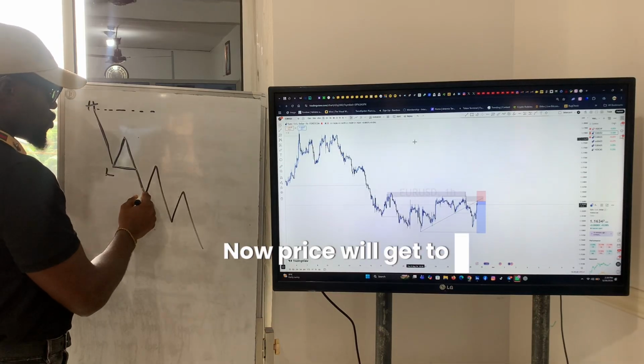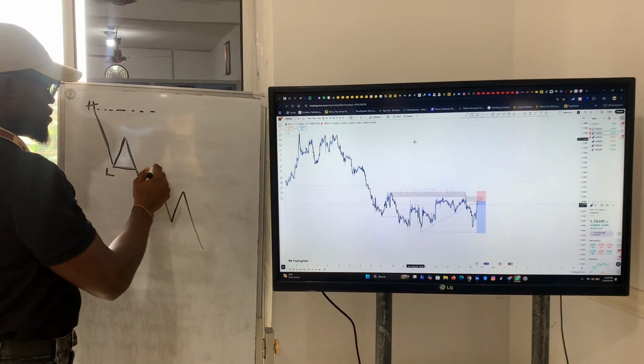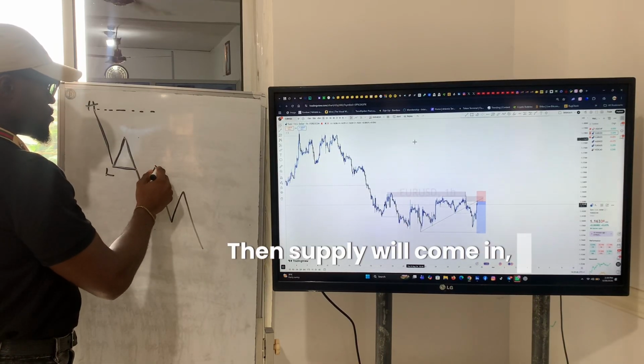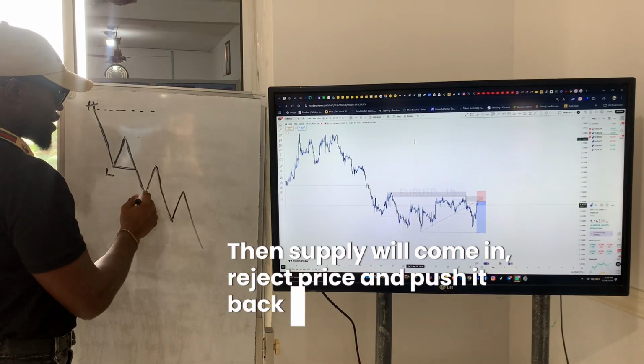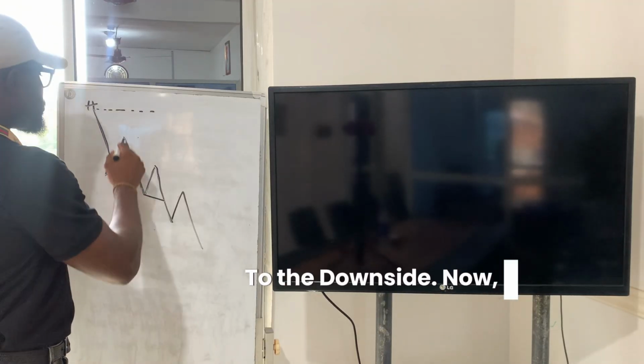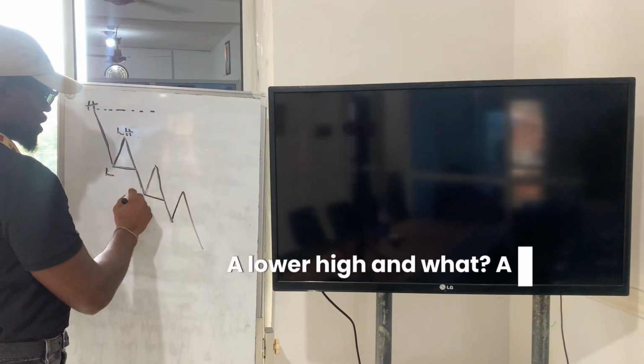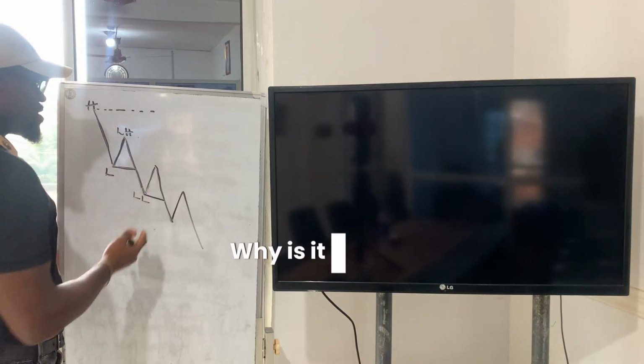Now, price will get to a particular point and try to push higher. Then supply will come in, reject price, and push it back down to break structure to the downside. Now, for that reason, we'll have what? A lower high and what? A lower low. Why is it so?